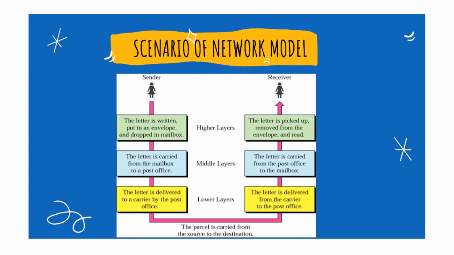Dan seterusnya apabila sampai dekat lower layer, dia akan dah decide surat ni nak dihantar melalui apa, udara ke, melalui laut ke, melalui darat ke. Ini bergantung kepada destinasi ataupun kawasan yang nak surat tu dihantar. So this is the concept of network model. Konsep ini digunakan apabila the data is being transmitted ke dalam network. So every manufacturer yang need to provide the communication devices, dia kena ikut this kind of analogy.